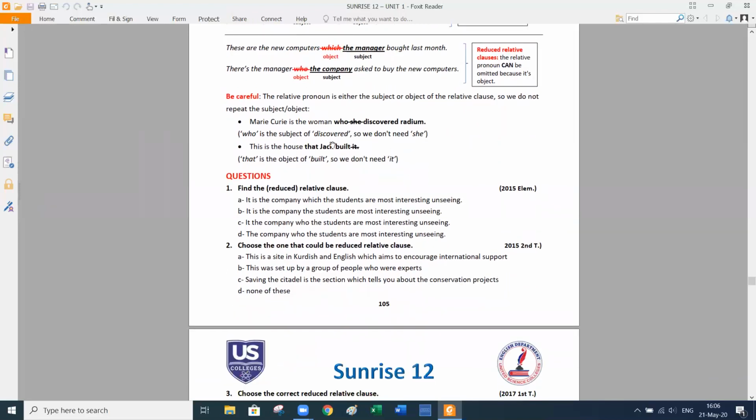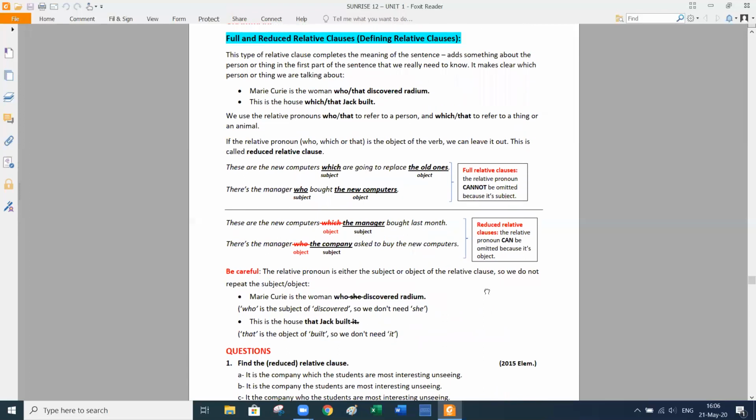So there's something that you need to be careful of. The relative pronoun is either the subject or the object, as we saw in these examples here.